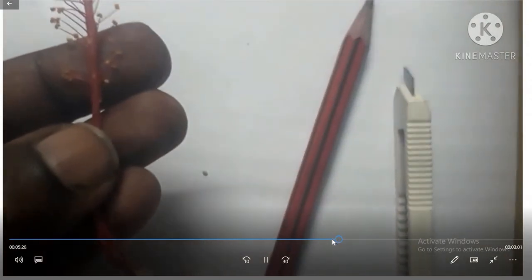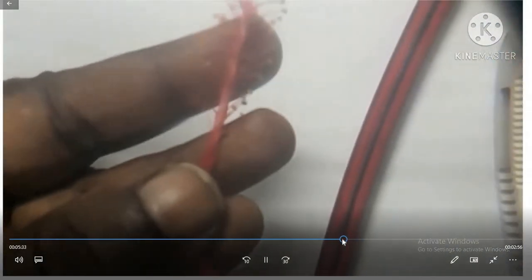Now the male part of the flower consists of anther and the filament. Now I'll just show you with the lens. I think you can see it. You have the filament, and at the tip you have the anther. Anthers are the sacs which contain the pollen grains. This is the male part of the flower, and the name of the male part is androecium, which consists of the anther and the filament.